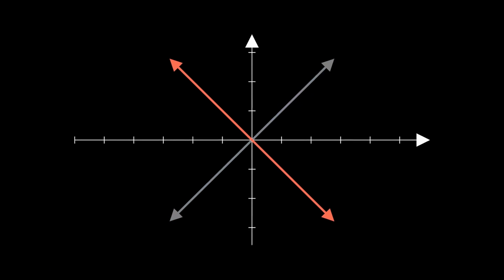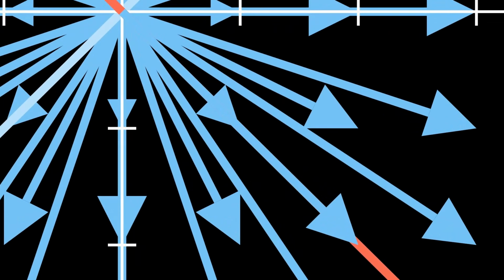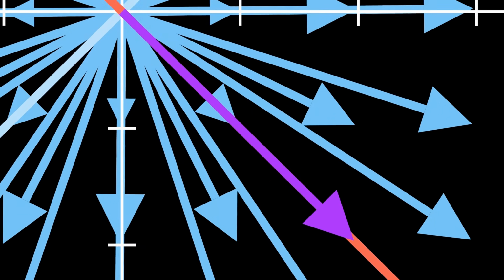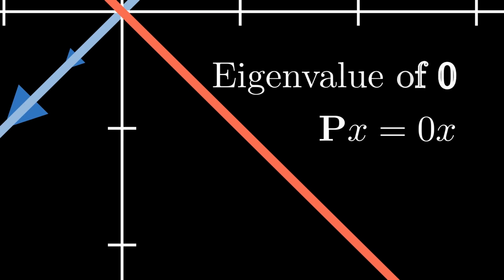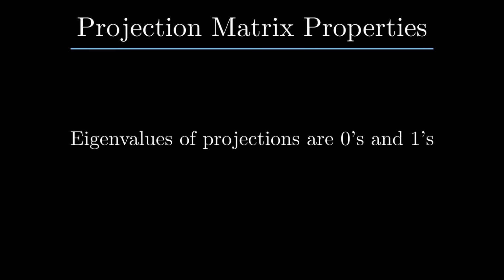Next, go back to the null space. Any vector in the null space is going to get sent to 0 by the transformation. But that's the same as just multiplying the original vector by 0, which is what it means to have an eigenvalue of 0. So to recap that, projections have eigenvalues of 1, which correspond to eigenvectors on the surface we're projecting onto, and eigenvalues of 0, which correspond to vectors in the null space.